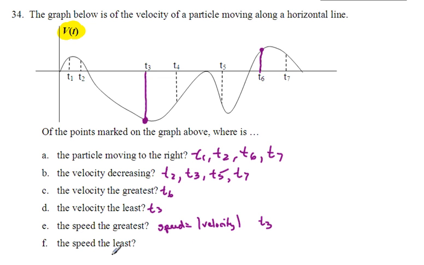And our speed is going to be the least at the one that's closest to 0. We can see that T2 is the closest to 0 of the 7 points. And so that is going to be when speed is the least.